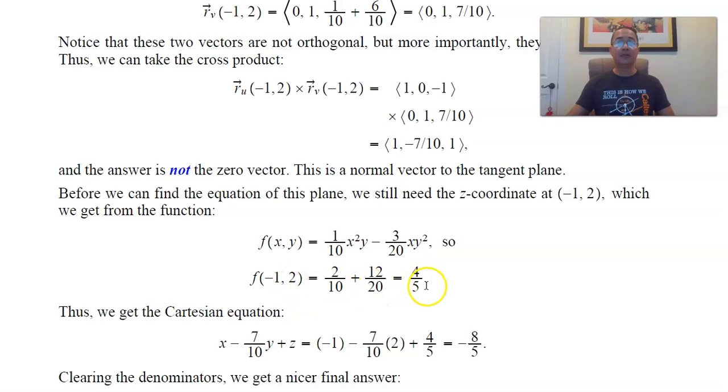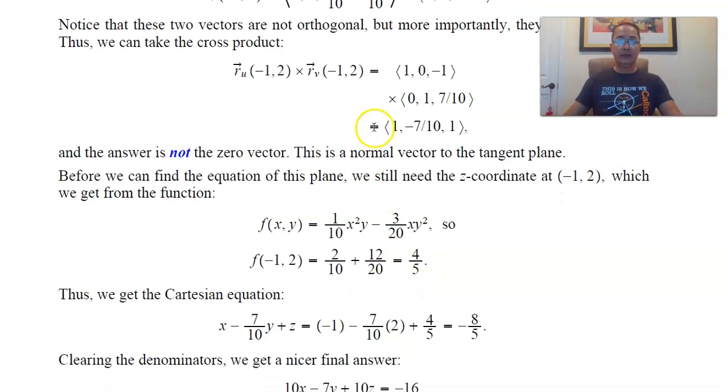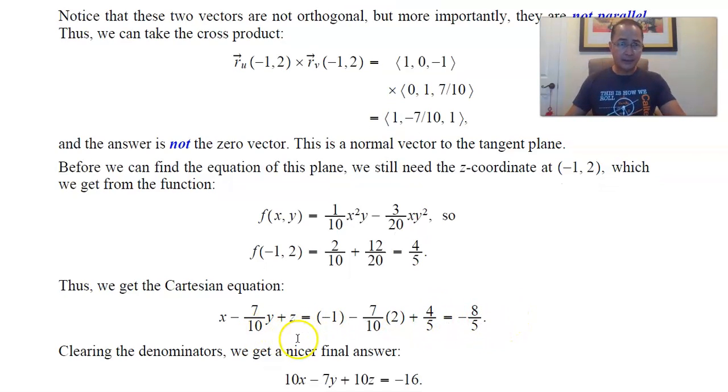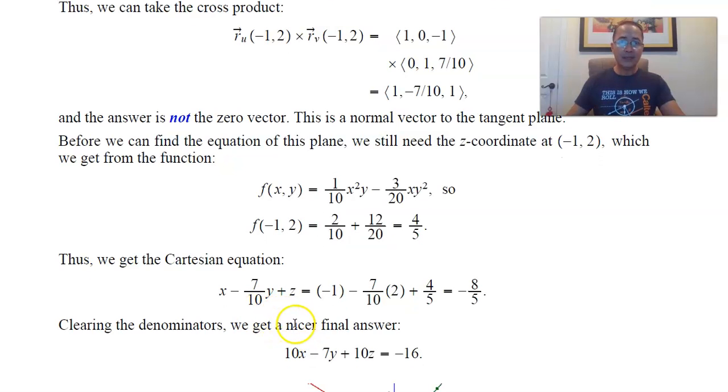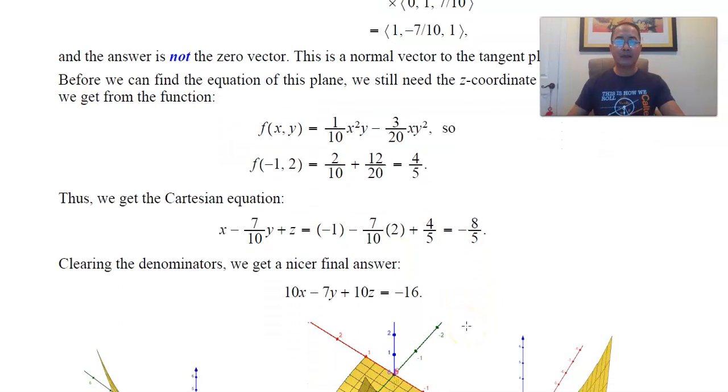Okay, so plug in -1, 2, we get the z coordinate of 4/5. Okay, so we're ready to plug into the equation: x minus 7 over 10 y plus z. Plug in -1, 2, 4/5, and we're going to get -8/5. Clear the 10 in the denominator, and you'll get 10x minus 7y plus 10z equals -16.